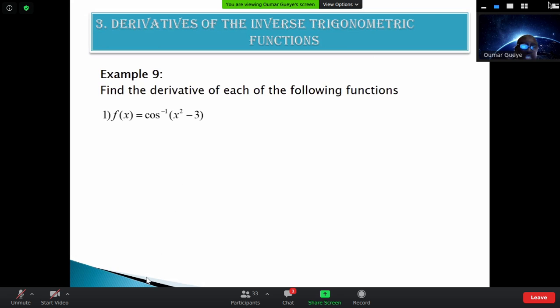I'm going to give you quickly how to do it when you have to use the chain rule. You want to differentiate, for example, cosine inverse of g of x. In my example, g of x is equal to x squared minus 3. This is what I want to get.